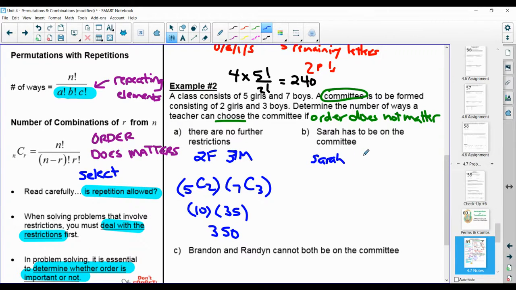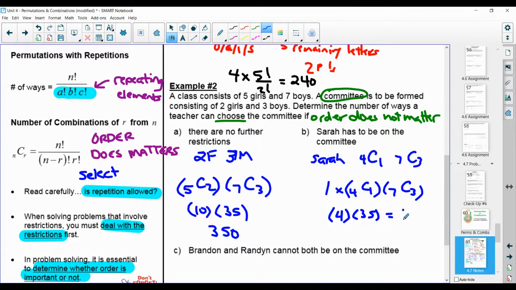So Sarah has to be on the committee. That means that we have 4 remaining girls to choose from, and of those 4, we want 1 more. And the guys, we have 7 guys, and we still want 3. So it's going to be 1 times 4 choose 1 times 7 choose 3. So 4 choose 1 is just 4. 7 choose 3 is 35. So there are 140 ways to select the committee if Sarah has to be on the committee.